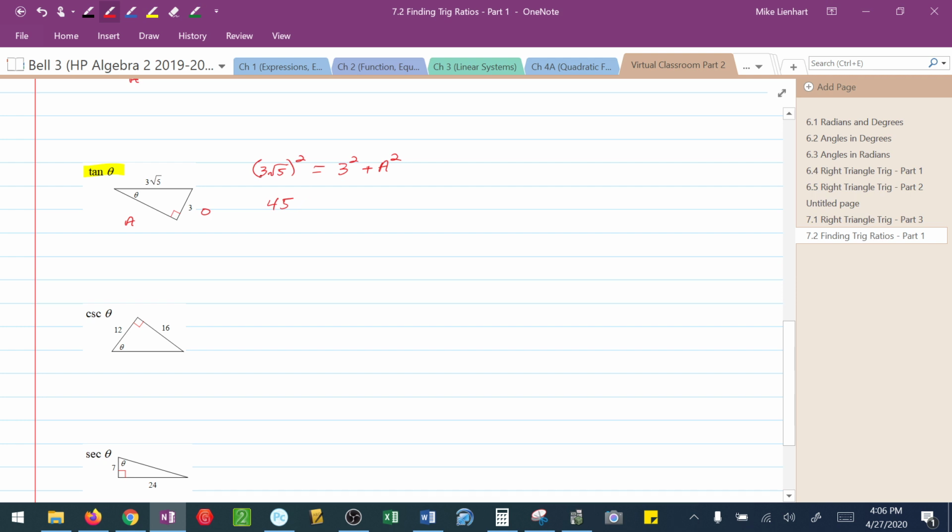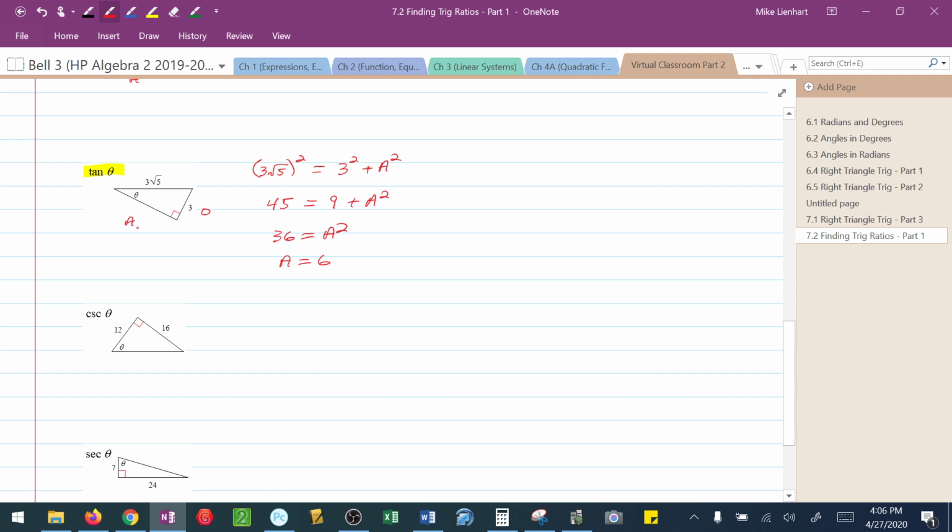How I know that very quickly is I take that 3 and put it in the radical. If I took the square root to get it out of the radical, I would square it to get it in the radical. That's how I get square root of 45 squared is 45, which is equal to 9 plus a squared. If I subtract 9, I get 36 is equal to a squared, or a is equal to 6.